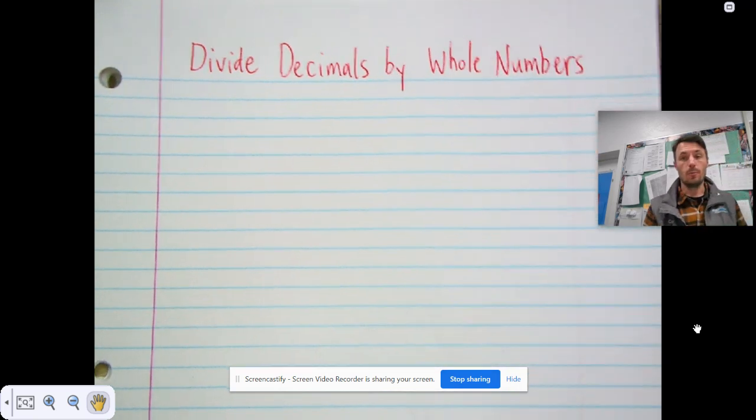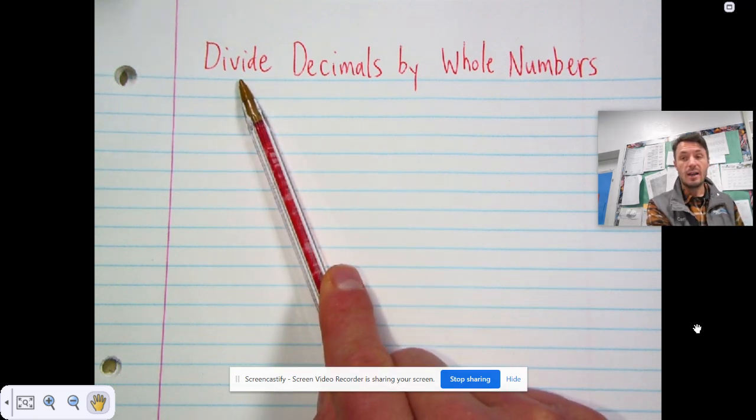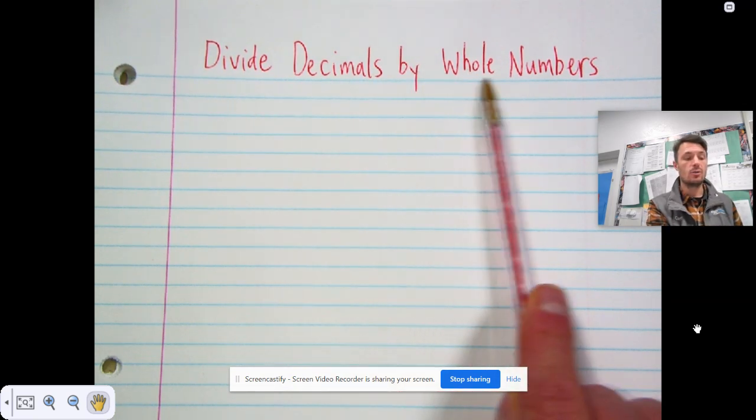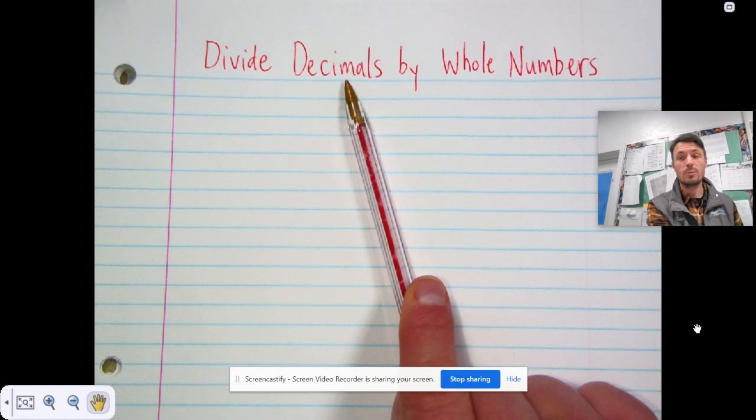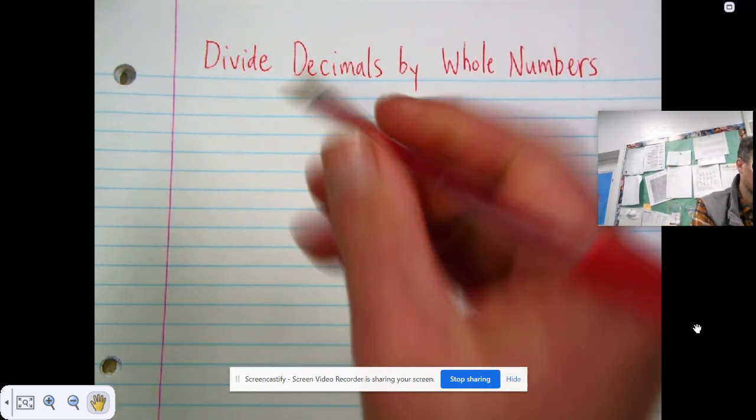Okay, so if we're dividing, that means we're finding quotients. That's the answer to a division problem. And we are dividing, so we're dealing with dividends and divisors. We're dividing decimals by whole numbers, which means the dividend is going to be a decimal number and the divisor is going to be a whole number. Let me show you an example.